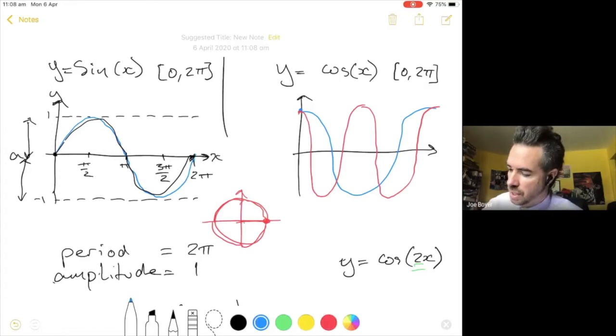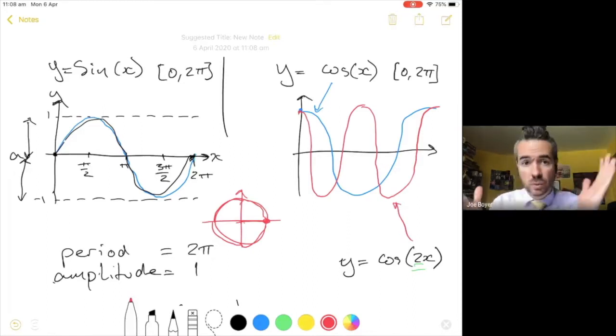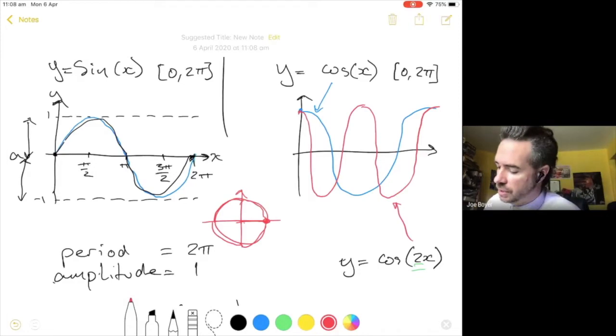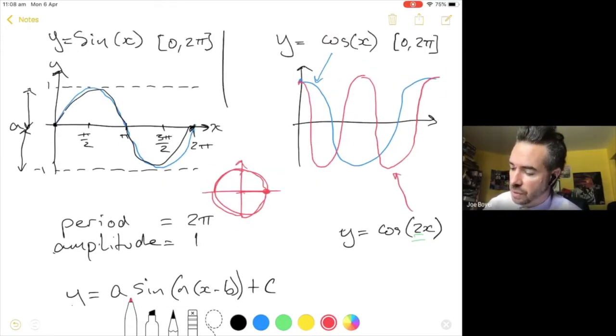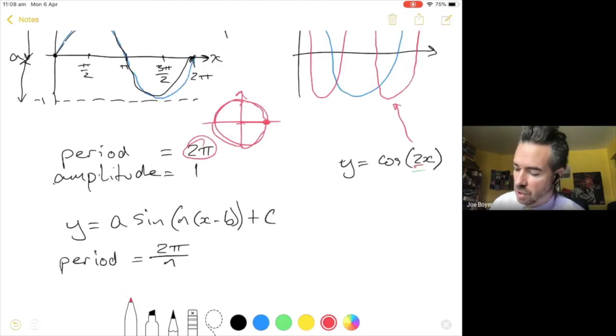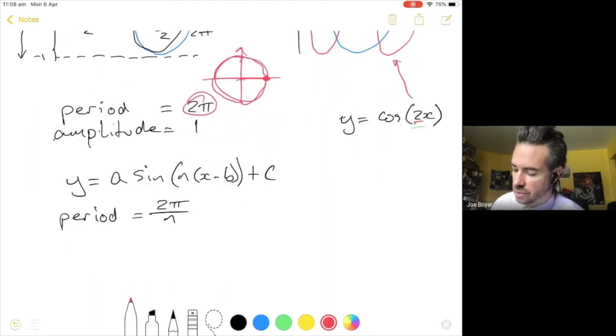So this blue line here is y is equal to cos x. This red line here is y is equal to cos 2x. And they're identical apart from the fact that we've done that horizontal dilation by a factor of a half. And so what's been the effect of that on the period? Well, we've obviously halved our period. So our base period is 2 pi, and we're dividing that by 2 to get our new period. And so our period is always 2 pi over n, which is really handy to remember.